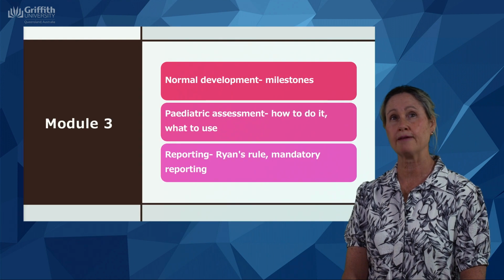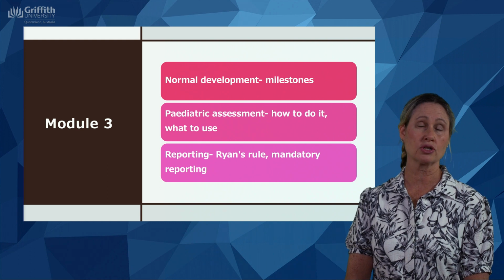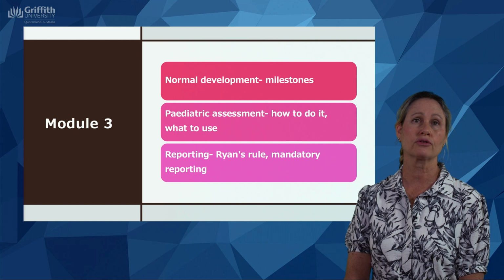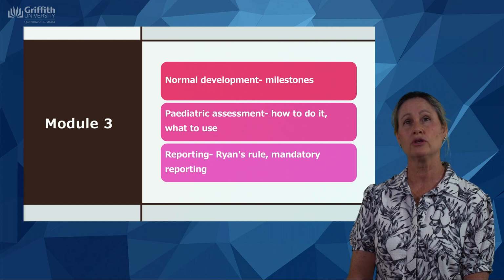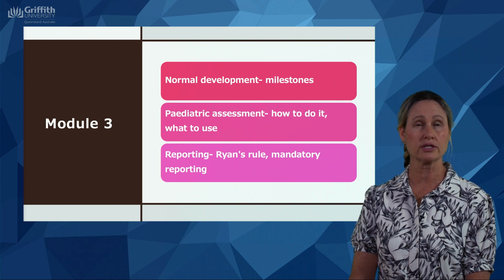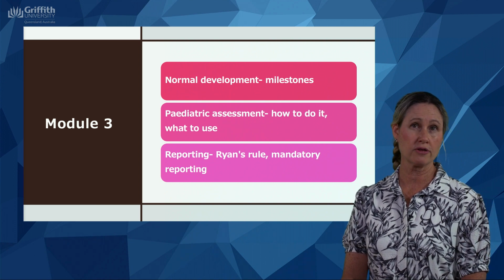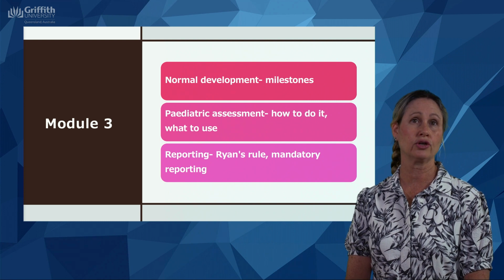In module 3, we looked at normal development of a child from the neonatal period through to adolescence. We looked at milestones and how to measure and look at those milestones. We also looked at paediatric assessment, both of the non-acute and the acute child.